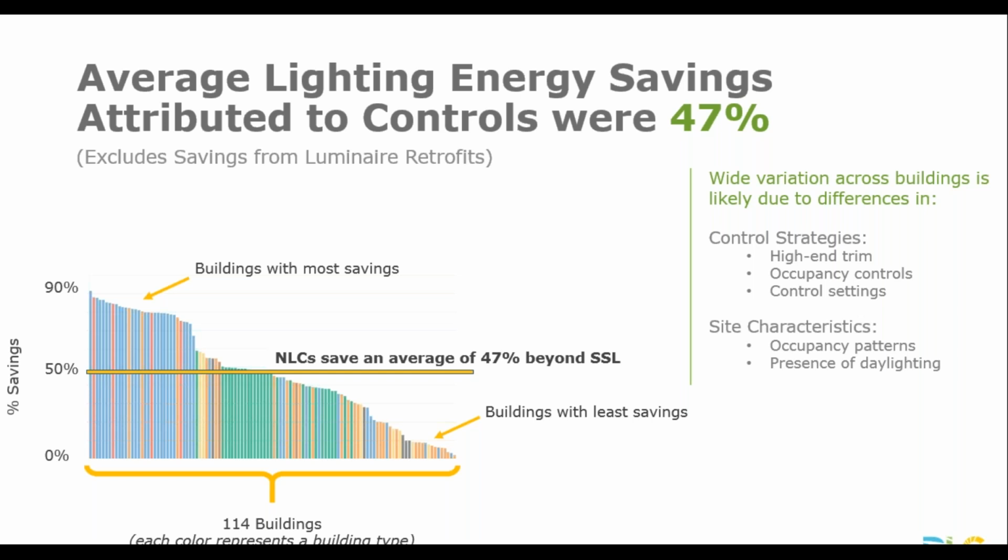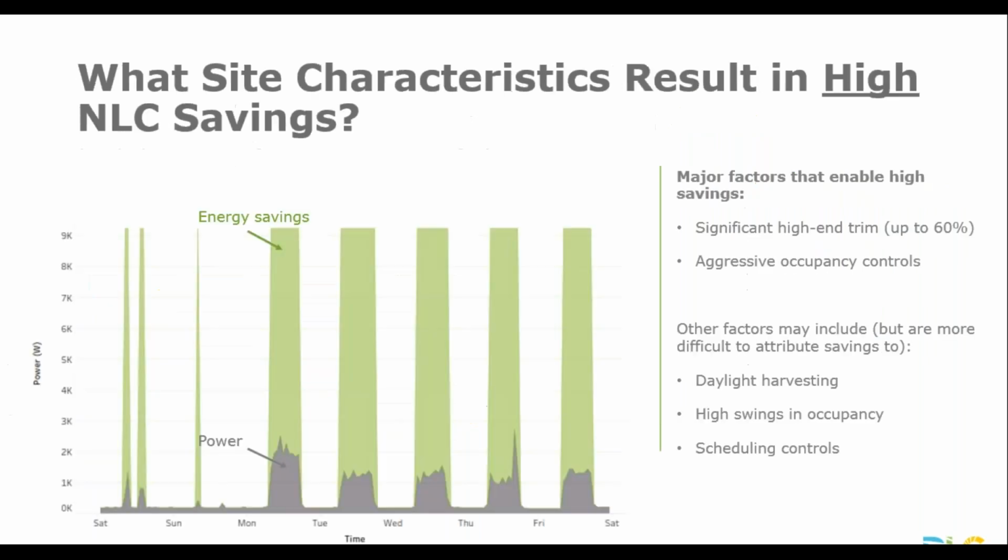So when you see these 80 to 90%, what's likely happening is that they're using aggressive high-end trim and occupancy controls. And so I'd like to get into an example of what a high savings building actually looks like and what those site characteristics may include. We do see a very wide range of savings across buildings, and we had limited data fields that we were able to collect, and so while we're not able to attribute savings 100% to each specific control strategy, by looking at time series data like this, we can start to get clues and make generalizations and hypotheses about what's driving the savings.